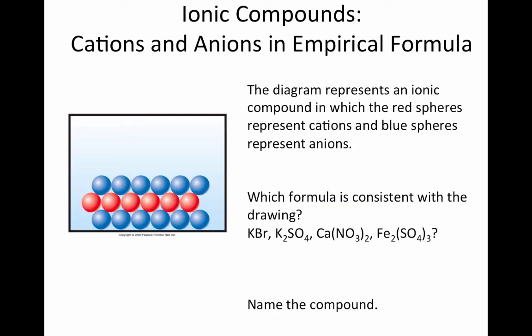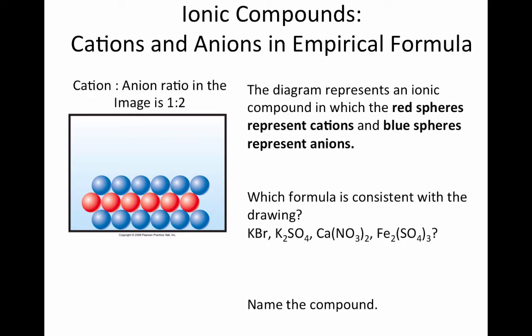What if we're looking at ionic compounds, including cations and anions, and we want to consider the empirical formula? This question says, the diagram represents an ionic compound in which the red spheres represent cations and the blue spheres represent anions. Which formula is consistent with the drawing? Take a moment, stop the video. What would you look for when answering this question?